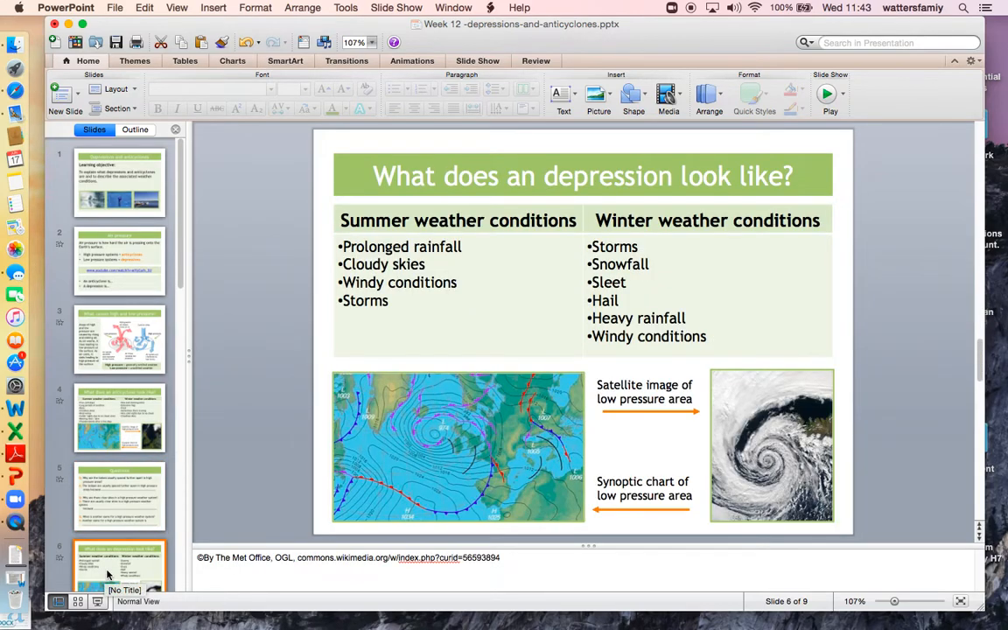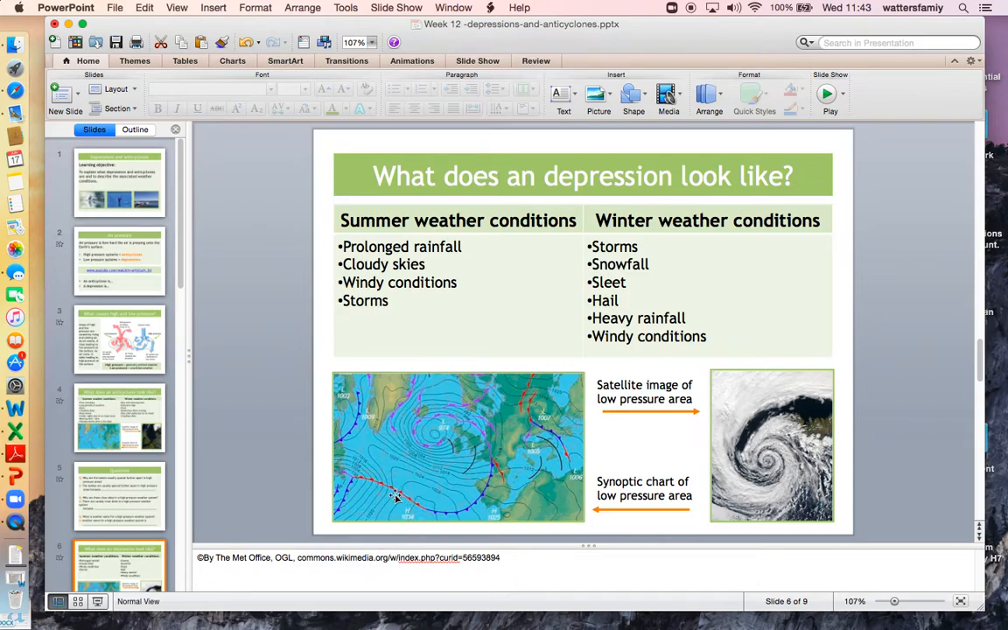So what does a depression look like? Well, it's almost the opposite, isn't it? The isobars are very, very close together. The number in the middle is lowest. Okay, now you're going to look at those lines and say, okay, what do they mean? Well, you've got to try and work out if it's a cold front or a warm front.